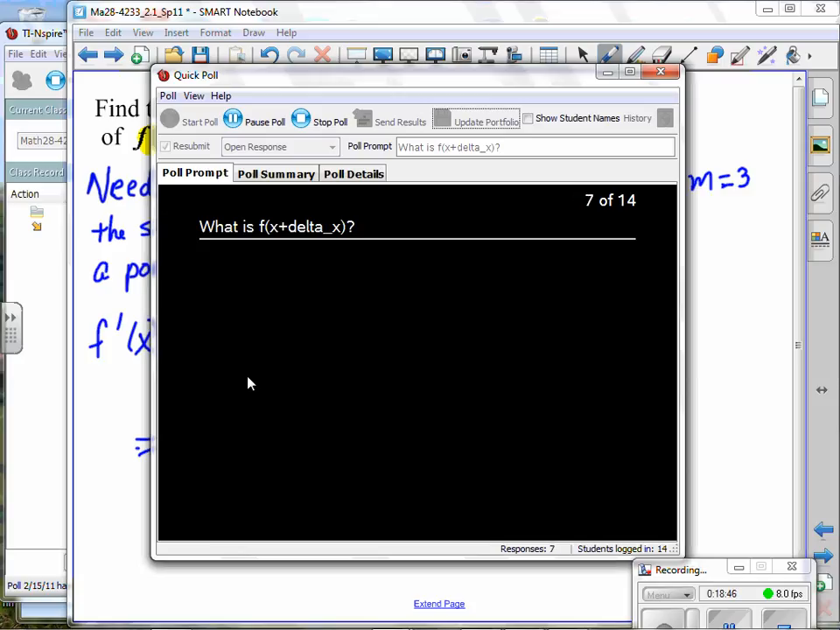We may never move from section 2.1. We may never get to that shortcut. Because I need to have confidence that you guys know what it really is.